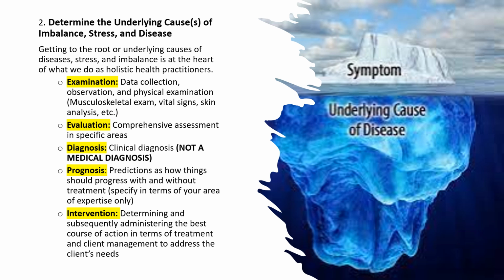And then in terms of intervention, intervention is when we are determining and subsequently administering the best course of action in terms of treatment and client management to address the client's needs. So we do all of these things to, again, address the underlying causes of imbalanced stress and disease. It's the examination, the evaluation, the clinical diagnosis, the prognosis, and the intervention. Those are the things that we do to address the underlying causes of disease as holistic health practitioners.